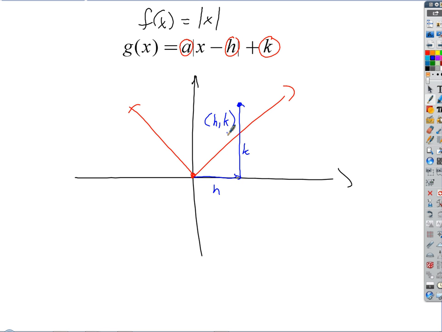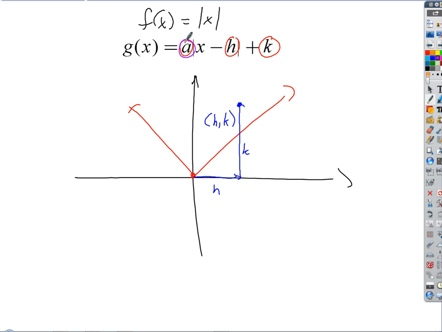What did we say that A was? In general, when we talked about transformations, what did A do? Vertical stretch or compression. And if it's negative, it was a reflection. Made it flip around. So what is that?